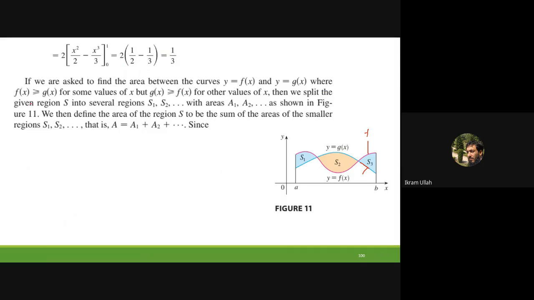Then we split the given region S into several regions like S1, S2, and S3 with areas. We calculate the areas of these individual regions, which are A1, A2, A3, and so on, as shown in figure 11. You can see here. We then define the area of region S to be the sum of the areas of the smaller regions S1, S2, and so on. This will give the total area A, which is equal to A1 plus A2 and so on.